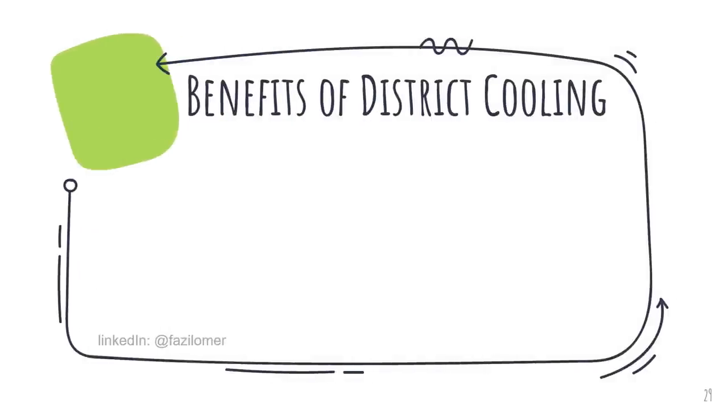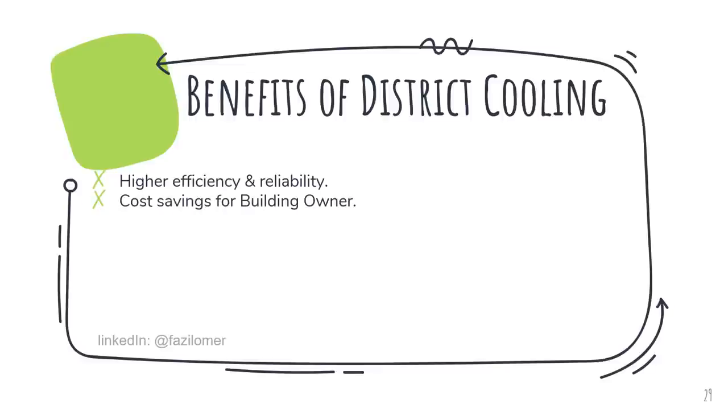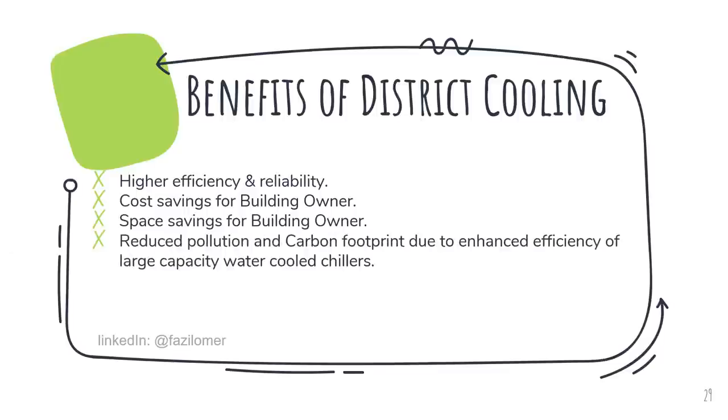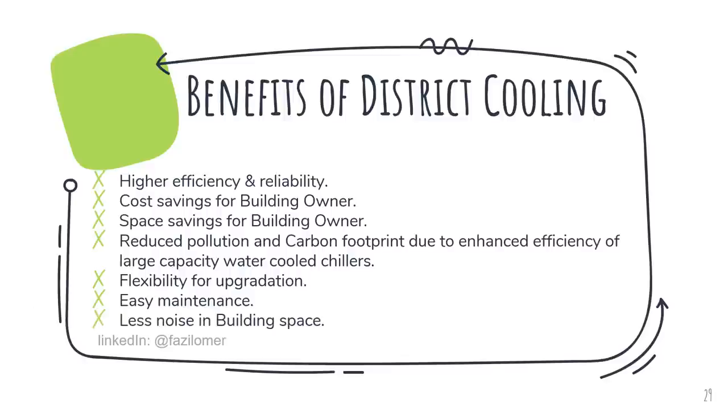Large-scale production of chilled water in a district cooling system thus brings in a few benefits. Let us list out a few of them, such as higher efficiency and reliability. Due to increased efficiency, there will be energy savings and proportional cost savings for the building owner. The building owner can use the saved space for business, which was otherwise utilized by chillers and cooling towers. Reduced pollution and carbon footprint due to enhanced efficiency of large capacity water-cooled chillers. There will be more flexibility for the upgradation of equipment. Maintenance will be easier than in a building to a greater extent. The noise level in the buildings will get reduced due to the absence of chillers and cooling towers.